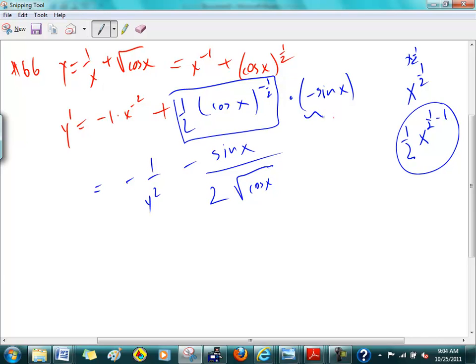Then this guy here is going to be the derivative of the inside. This is your inside function right here. What's the derivative of cosine x? Negative sine x. So you really have to identify the inside and outside functions. That's the one thing you really have to know how to do to be able to use the chain rule.